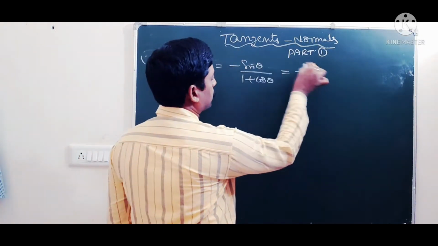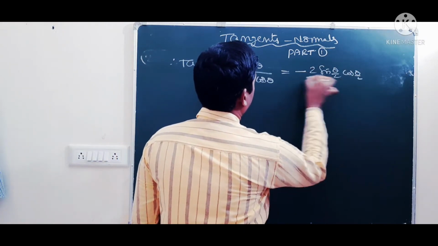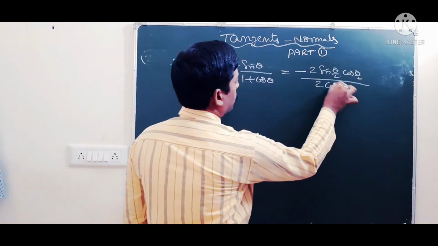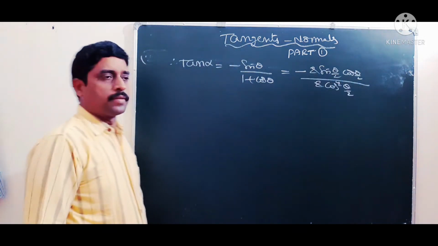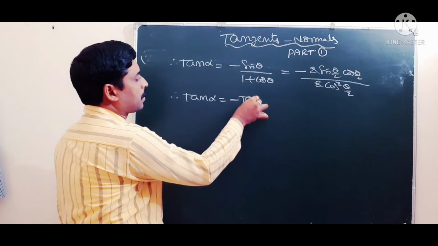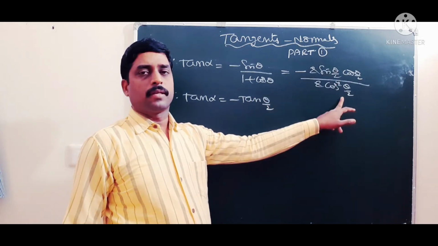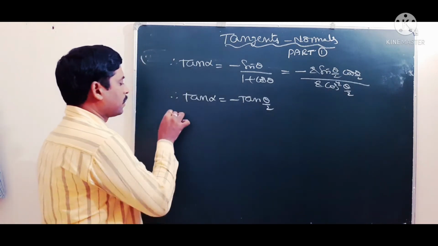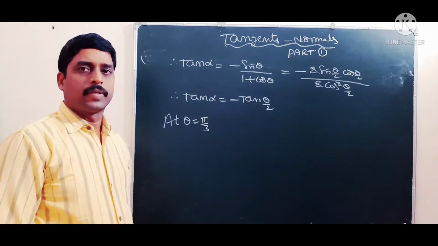So for minus sin theta we have the formula 2 sin theta by 2 cos theta by 2. In the denominator, 1 plus cos theta, we have the formula 2 cos square theta by 2. In this, 2 cos theta by 2 gets cancelled. Therefore tan alpha equal to minus sin theta by 2 by cos theta by 2, which is minus tan theta by 2. Okay, minus tan theta by 2. At theta is equal to, what is given? Pi by 3.